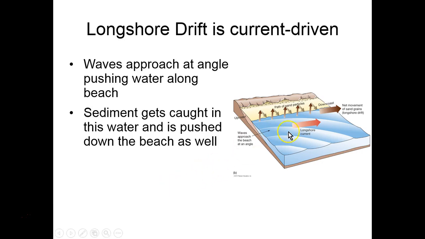It's also current driven because the wave activity actually creates a current. So you can see longshore current shown here. And so just the general movement is going to be down the coast. And so that also contributes to, once the sediment comes back into the water, if it's being brought in and making the water turbid, that turbidity is going to be brought down the beach to be deposited elsewhere.